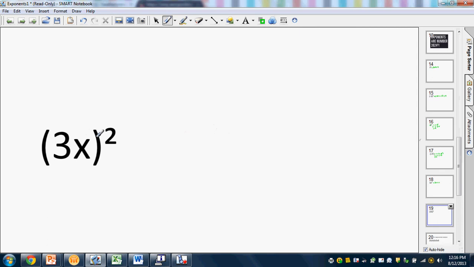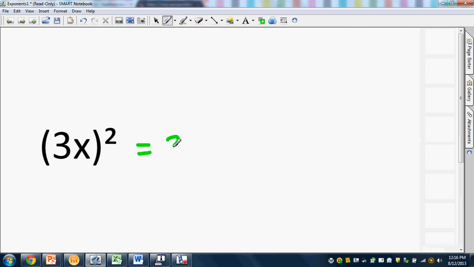And so with this one, though, because the 3x is in parentheses, you're squaring the 3x. So in expanded form, this is 3x times 3x.